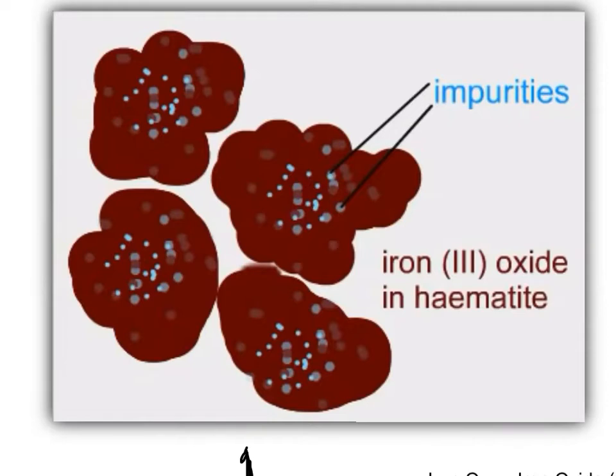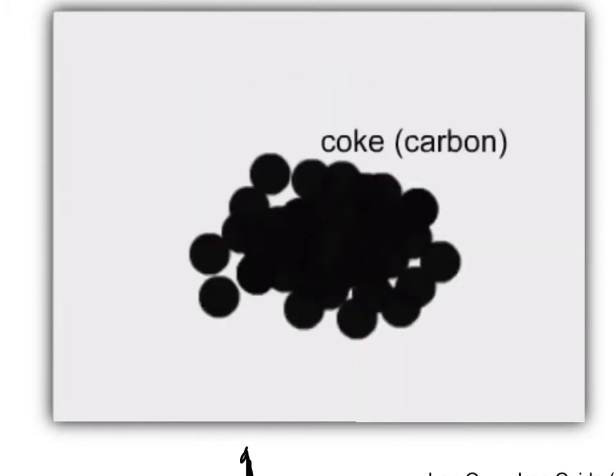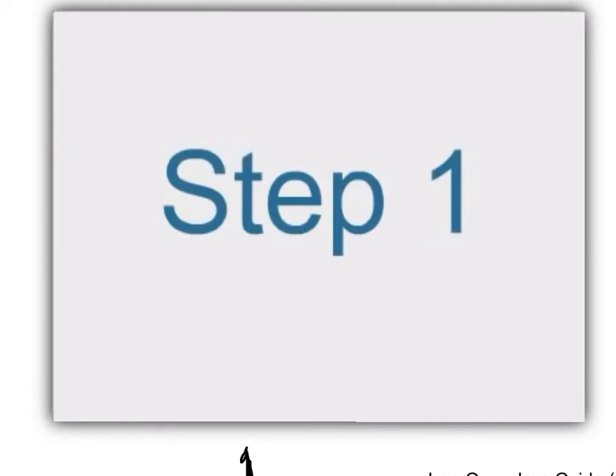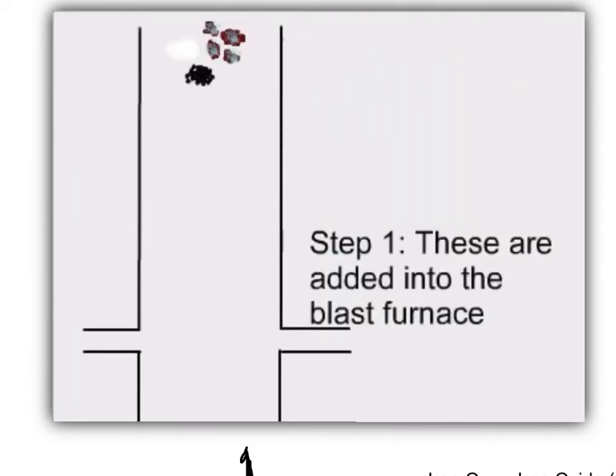The second is limestone or calcium carbonate. That is the second raw material that we add to the top of the blast furnace. And the third is coke or just pure carbon. So step 1 is we simply add these to the top of our blast furnace. In they go to the top. So that's step 1, very simply.